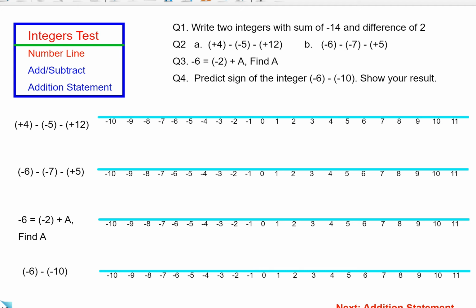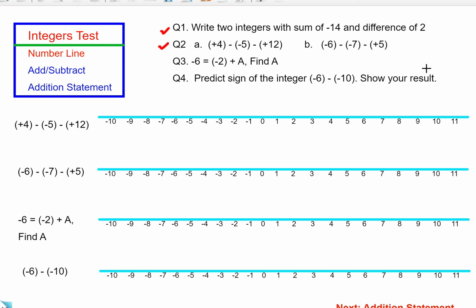Question number one is: write two integers with sum of minus 14 and difference of 2. Write two integers with sum of minus 14 and difference of 2.